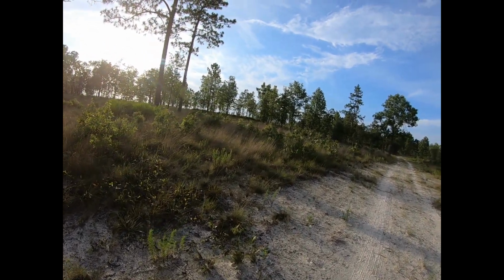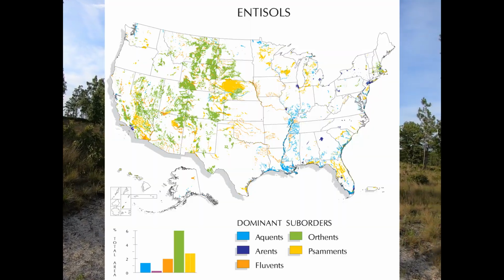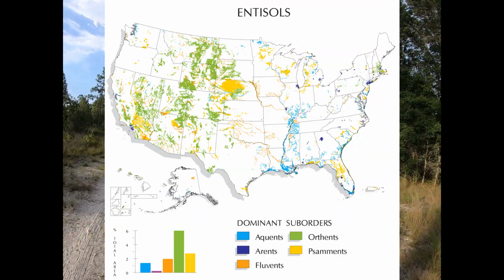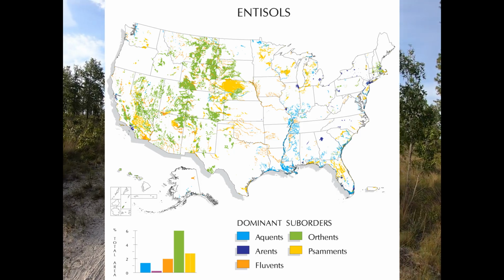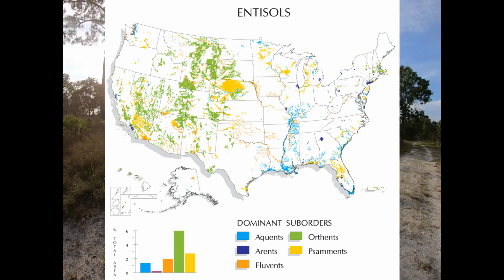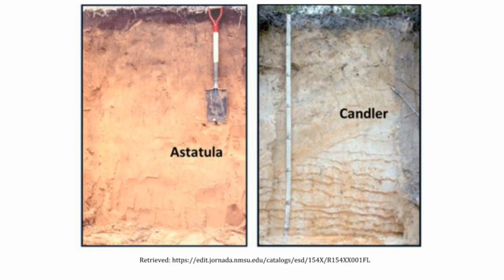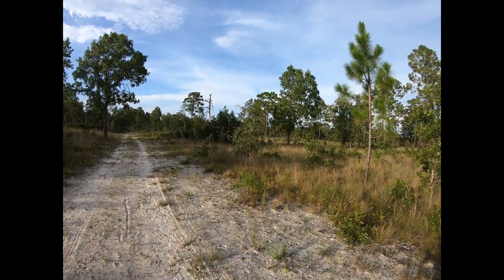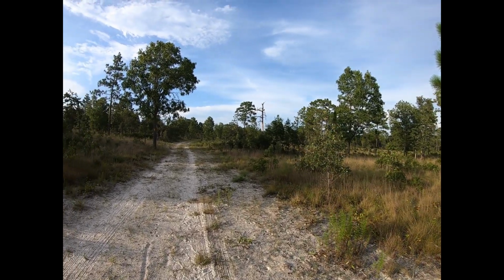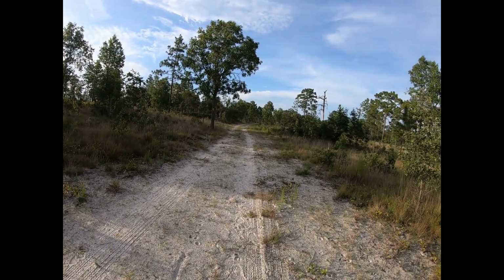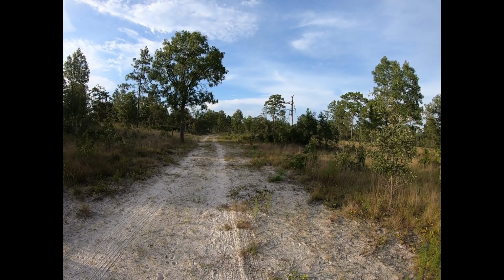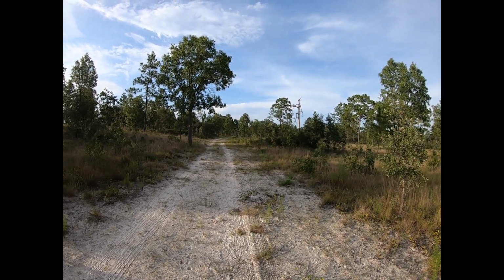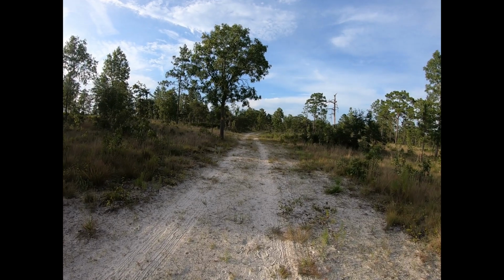So the soil here and in Sandhill communities is what's known as an entisol. And an entisol is a fancy way of saying that there's no horizon development, and that just means it's all just one thing. And here, that one thing is just sand. So from where I'm standing, and probably more than 5 feet down, is nothing but sand.